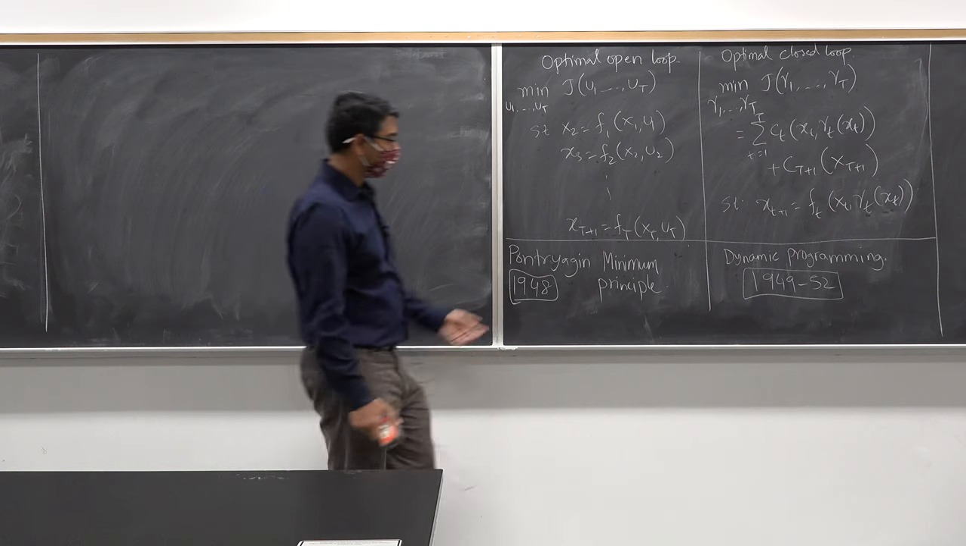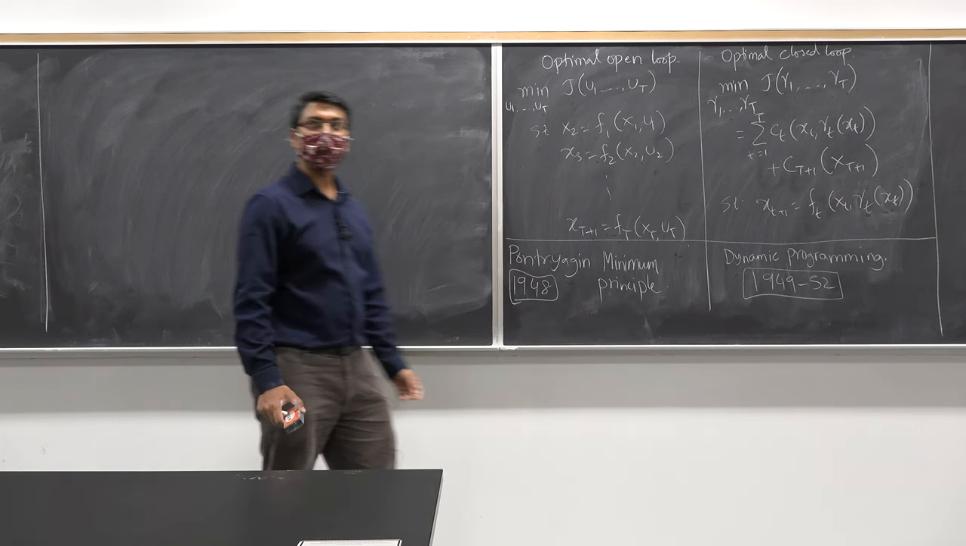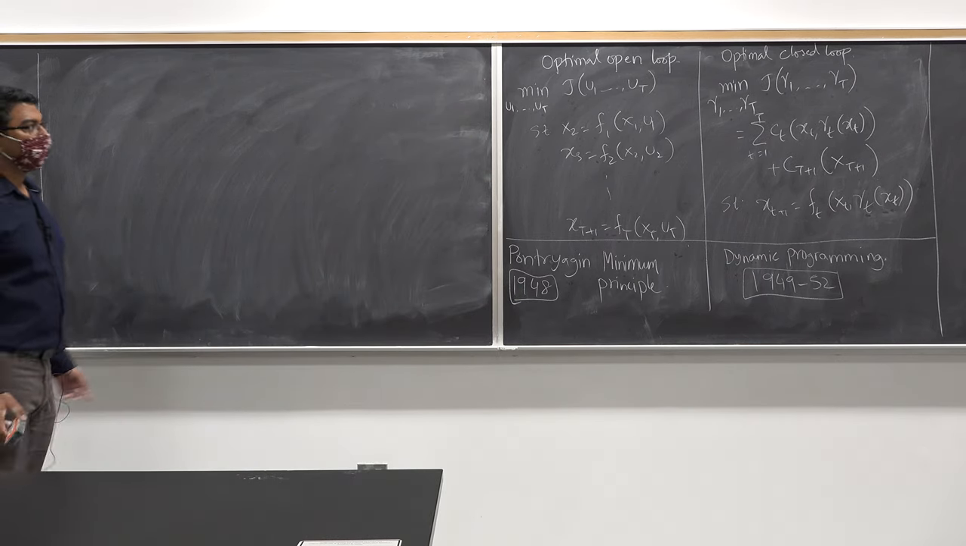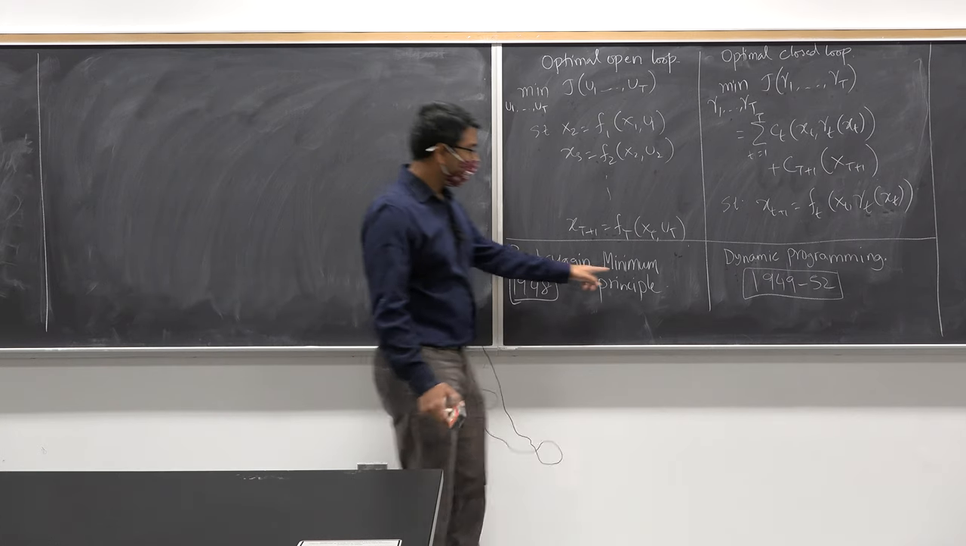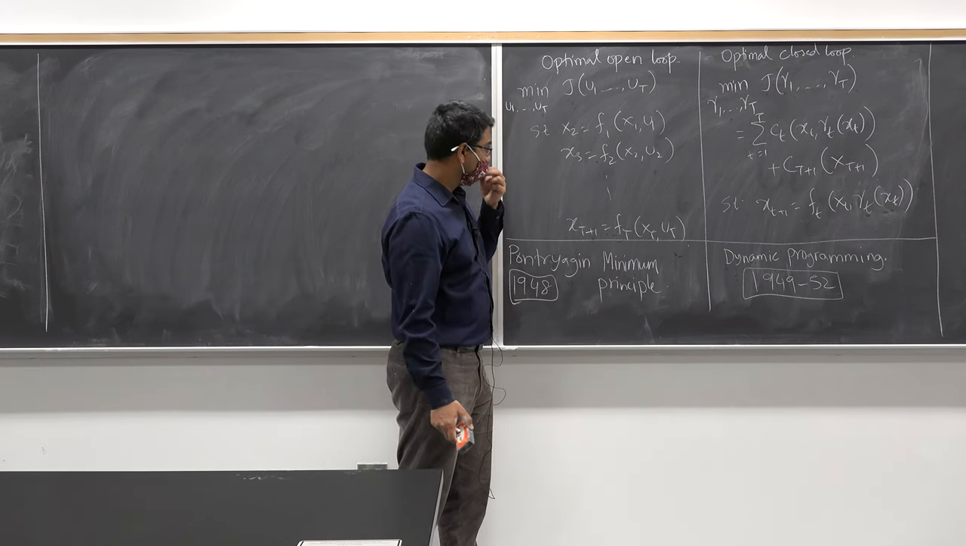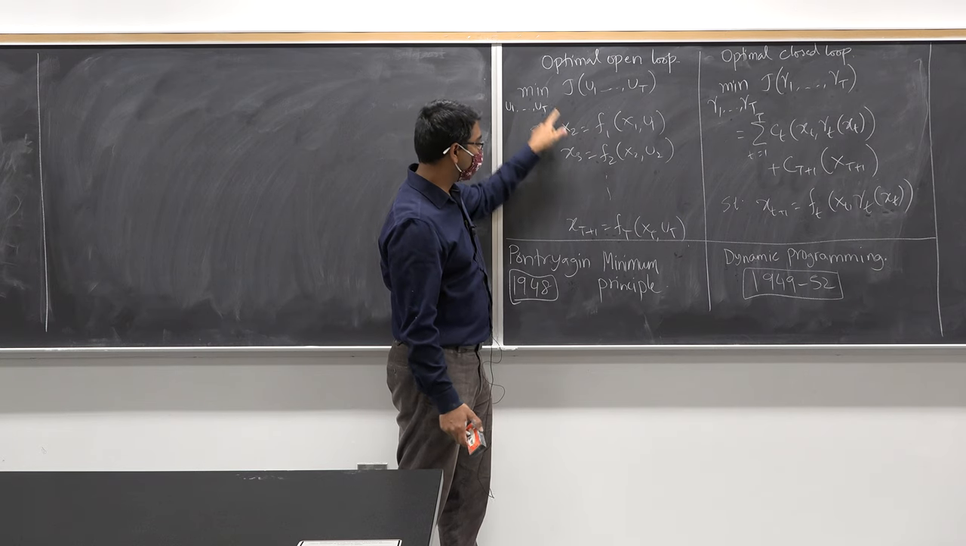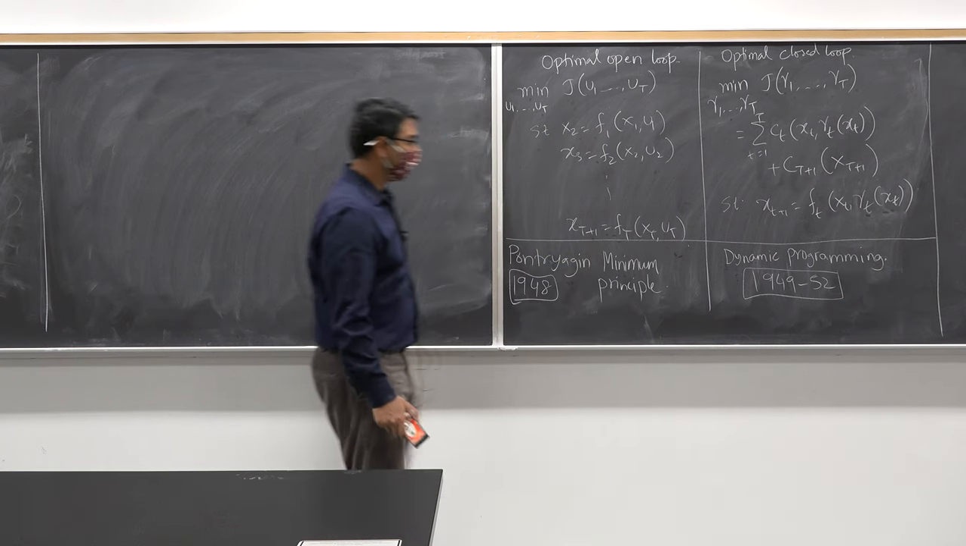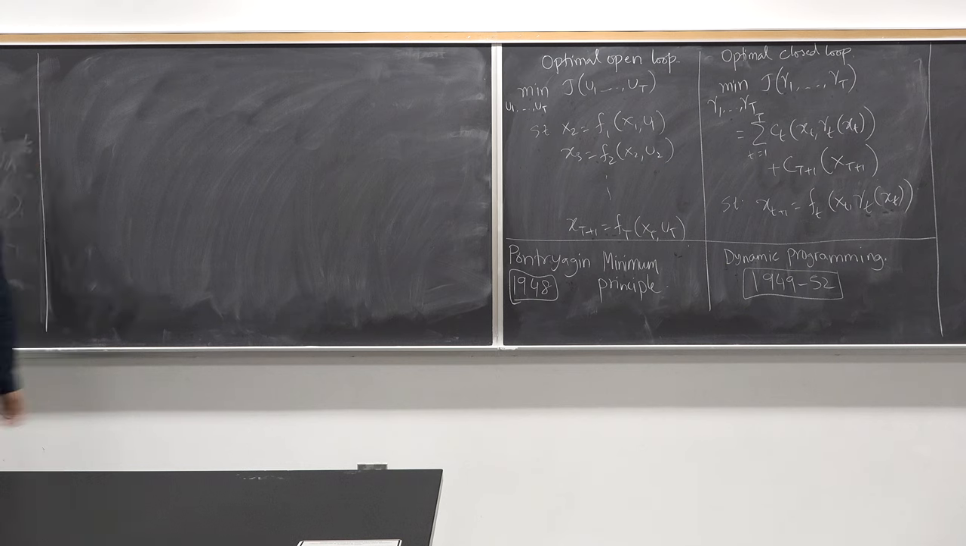Okay. So let's talk about the Pontryagin minimum principle. You will see it written as the maximum principle when you have a maximization problem. But because we have a cost, we are minimizing the cost, so I'm writing it as the minimum principle. But they are used interchangeably.